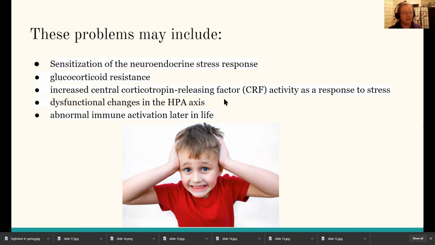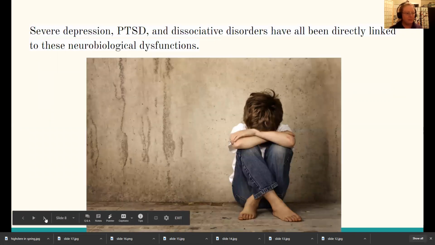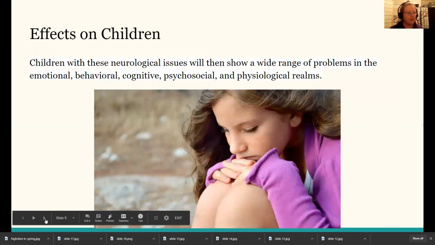The fight or flight response is very useful if you're running from the tiger, if you're fighting the wolf. But when it is applied to everything, it is very dysfunctional. And this can lead to things like abnormal immune activation later in life, which could contribute to being a source of autoimmune disorders being a lot more common among adults who have been traumatized as children. Severe depression, PTSD, and dissociative disorders have all been directly linked to these neurobiological dysfunctions.